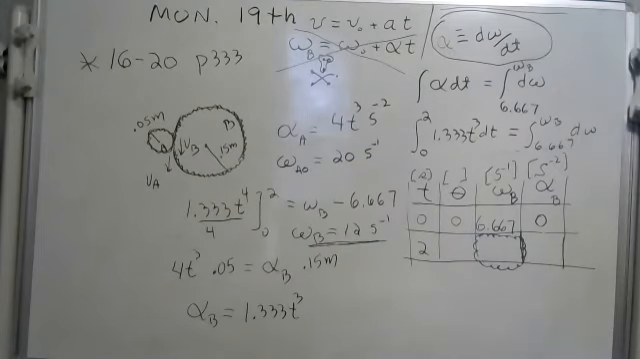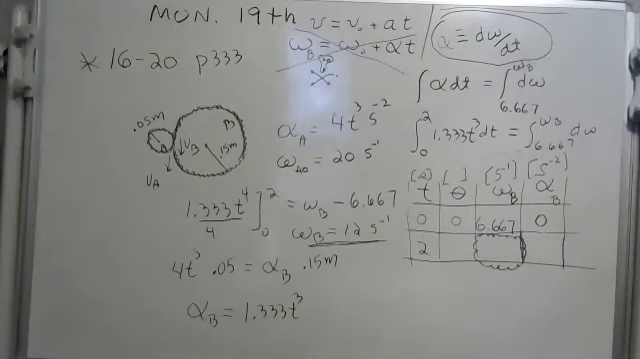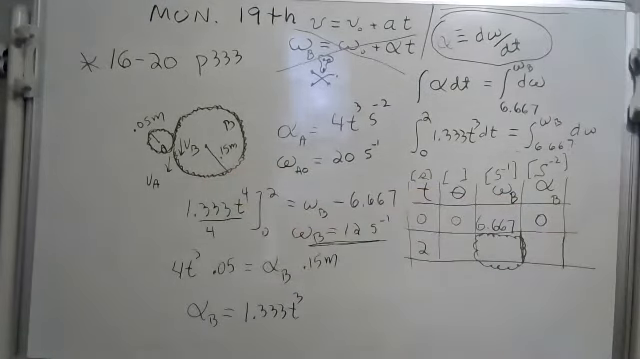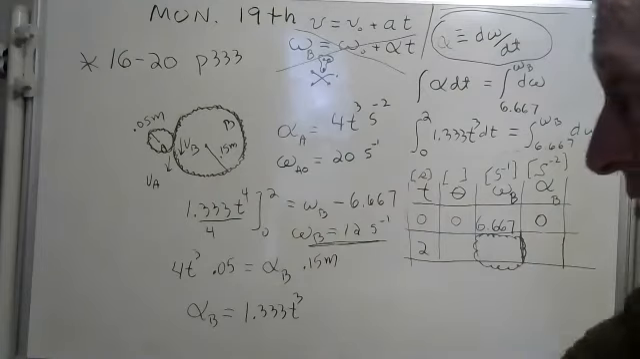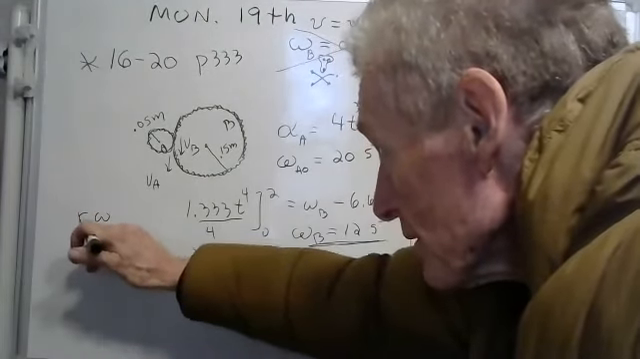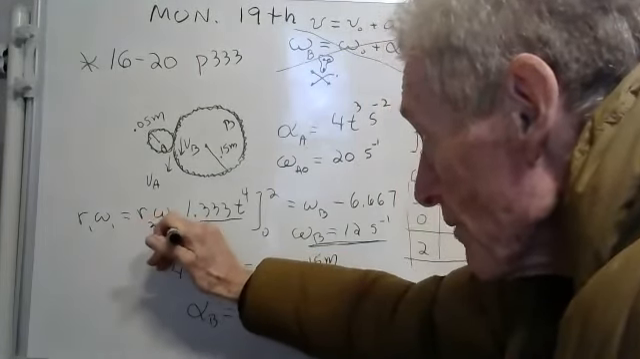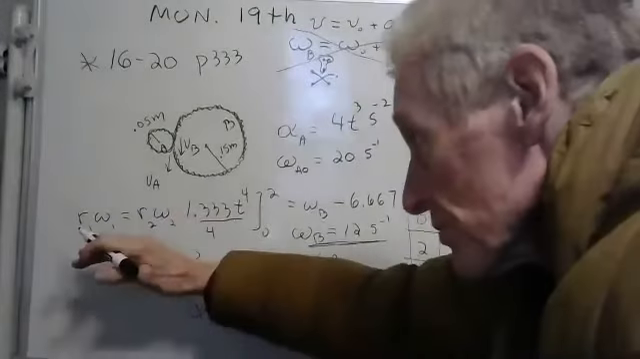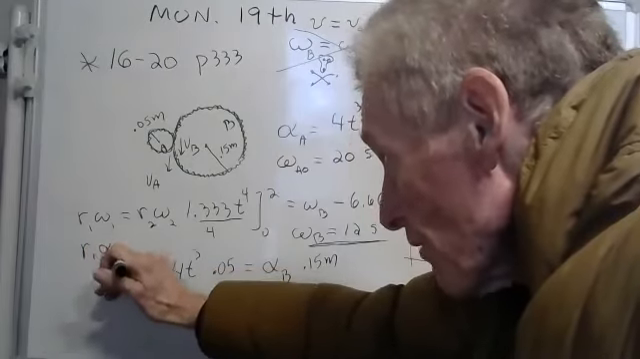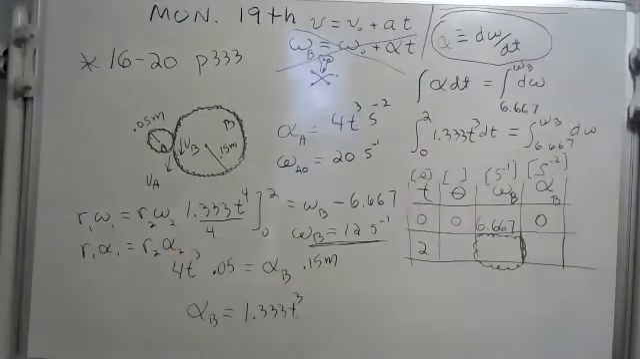We might have time for one more. Any question or comment? See, this is the dirty little secret of how gears work. The dirty little secret is that R omega of one gear is going to equal R omega of the other gear. And if you took the derivative of both these equations, you'll get R alpha of the one gear is equal to R alpha of the other gear.